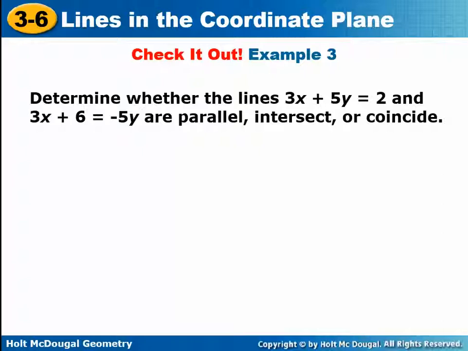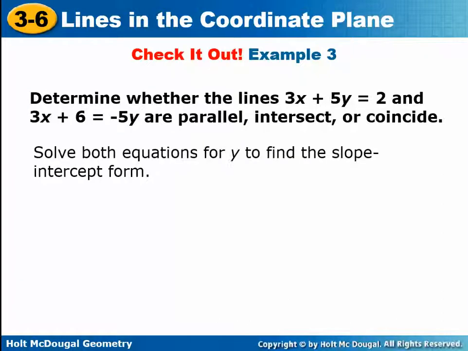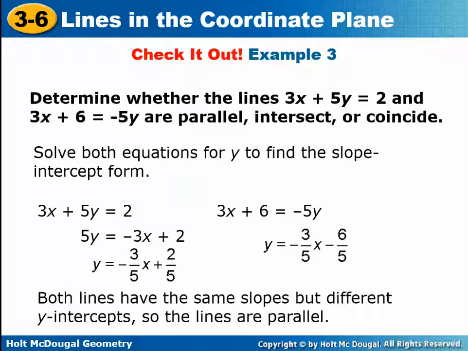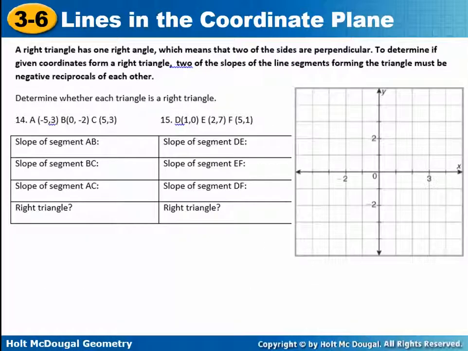Okay, these are just for you to kind of try on your own and see what happens. So try them and then check your answers. For this one, you should have solved them both for y, and you would find that they have the same exact slope, but different y-intercepts. That means that they are parallel lines. Same slope, different y-intercepts means parallel lines.